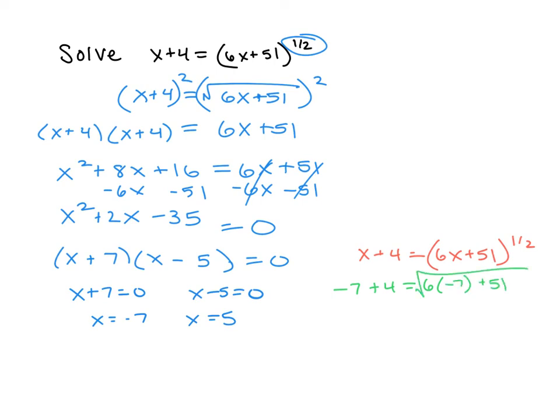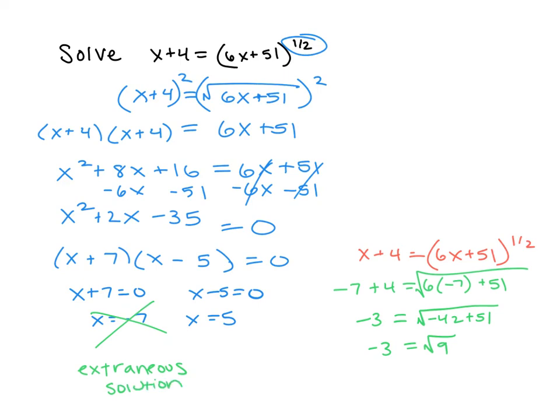And I'm going to leave that as a square root instead of a 1/2 just so it's visually more clear. And so we get here negative 3 equals the square root of, and that will be negative 42 plus 51. So that'll say negative 3 equals the square root of 9. Now that's not true. The square root of 9 is positive 3. Not negative 3, so x equals negative 7 is an extraneous solution. It doesn't actually work.